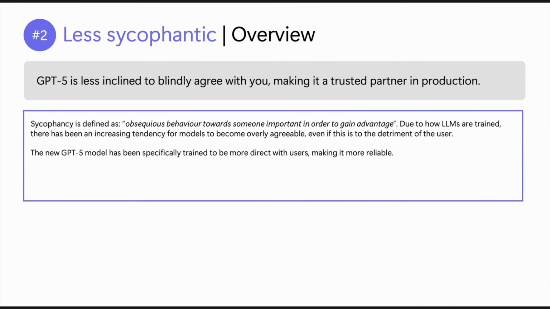The second feature of GPT-5 is that it's less sycophantic. So, GPT-5 is less inclined to blindly agree with you, making it a trusted partner in production. And what we've seen is because of how LLMs are trained through something called reinforcement learning with human feedback, RLHF, they've been encouraged over time to become more and more agreeable, even if it actually is to the detriment of the user or it doesn't make sense.